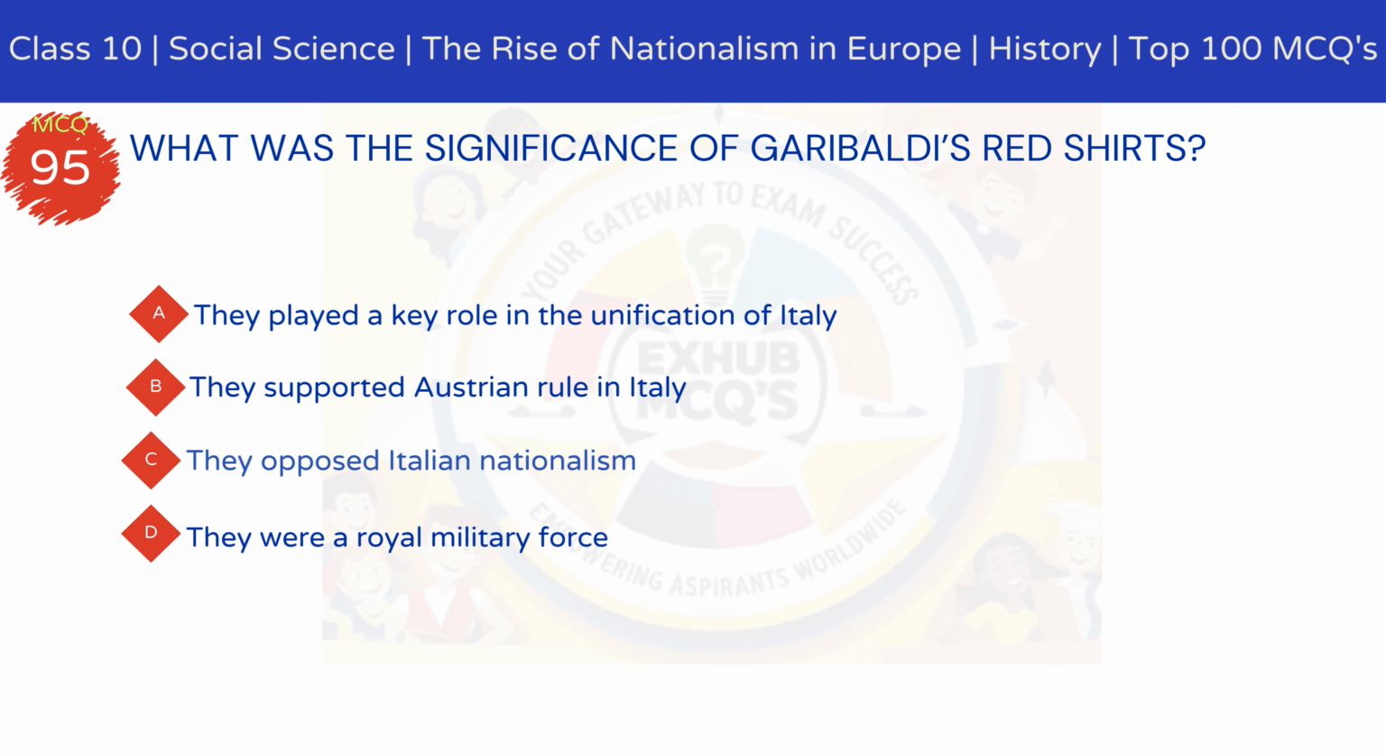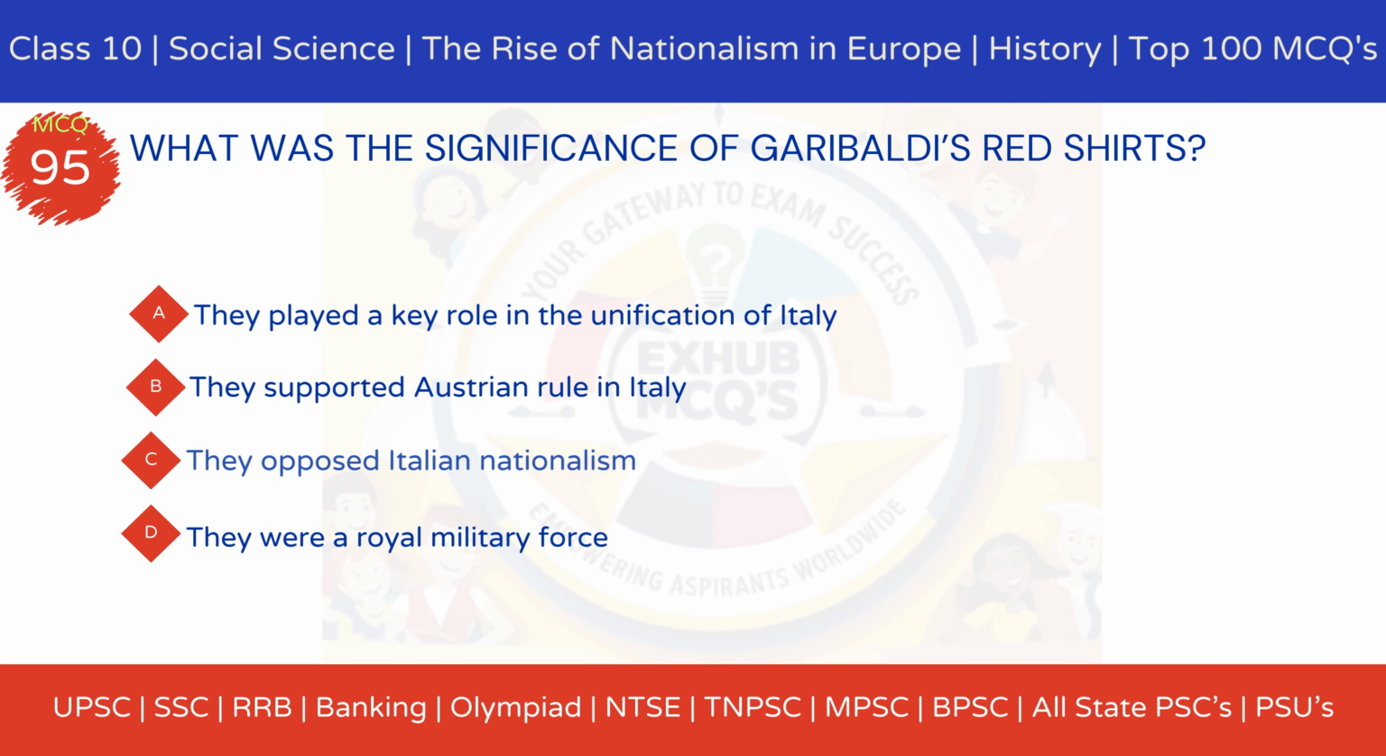MCQ 95. What was the significance of Garibaldi's red shirts? Option A. They played a key role in the unification of Italy. Option B. They supported Austrian rule in Italy. Option C. They opposed Italian nationalism. Option D. They were a royal military force.